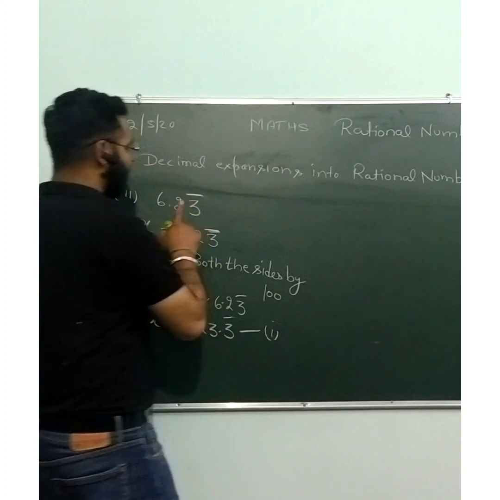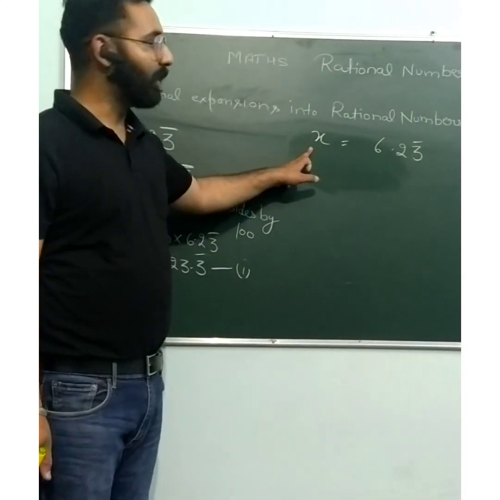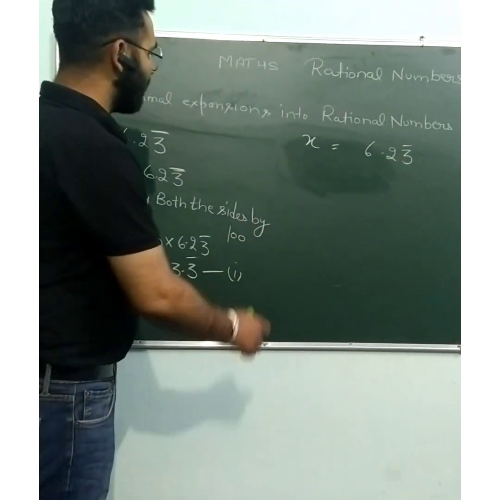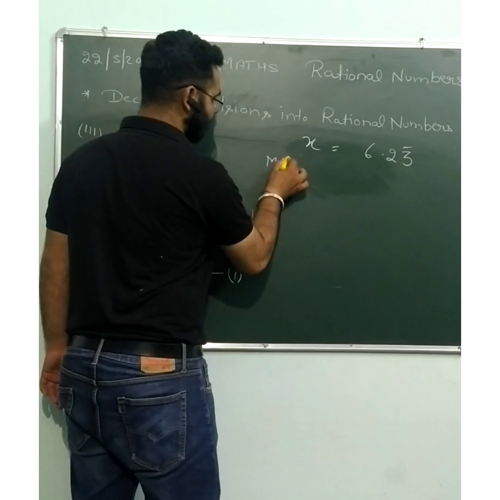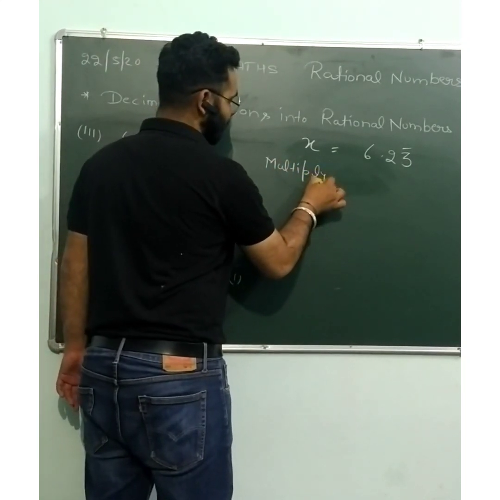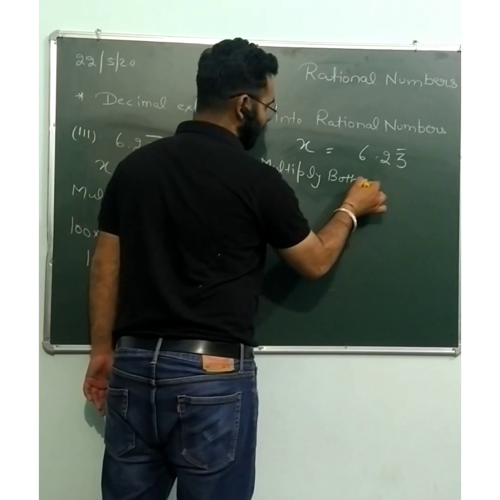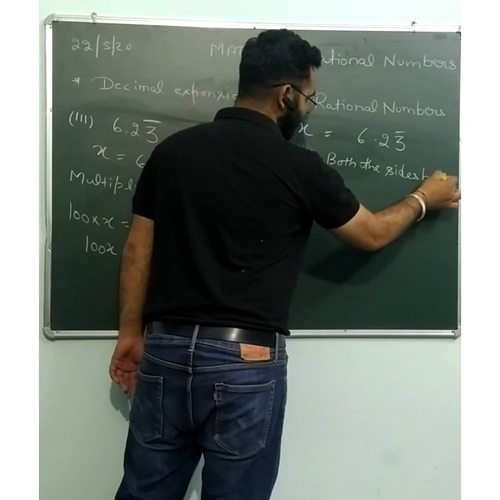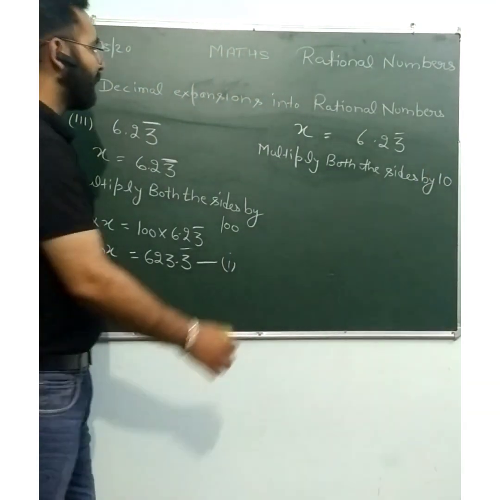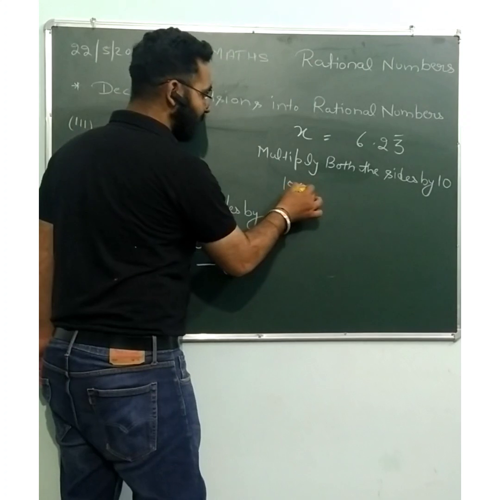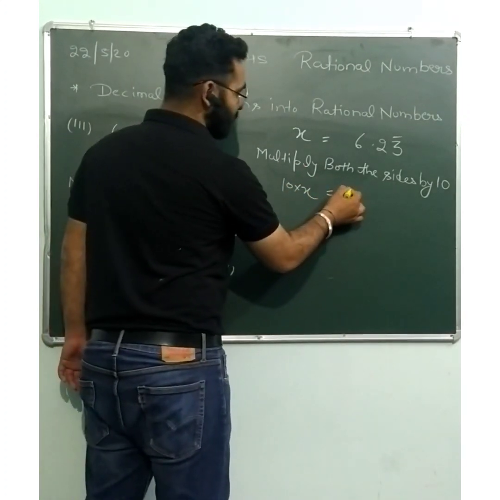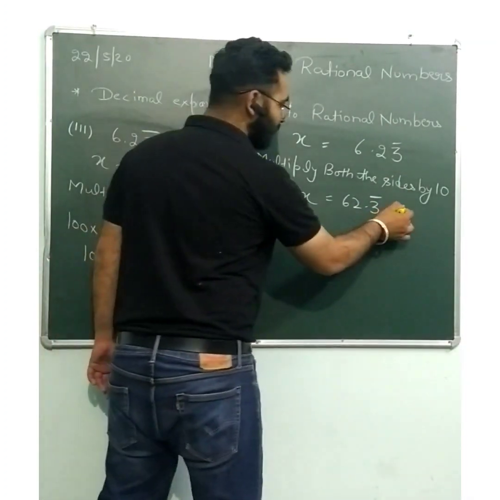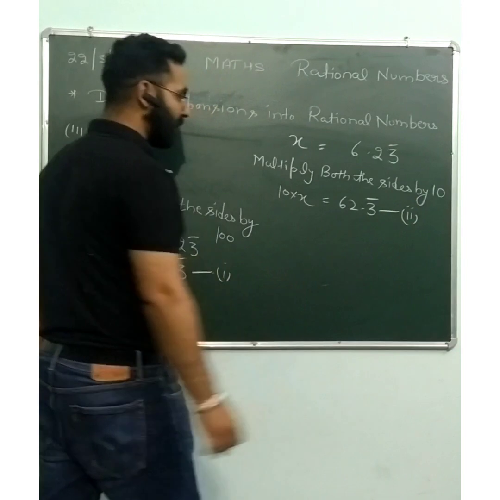For the second equation, we will take this thing again. Now see, there is one digit after the decimal on which the bar is not there. One digit, so multiply both the sides by 10. Fine. So it will become 10 multiplied by x, and this side 62.3 bar. So that was your first equation, and this will become the second equation.